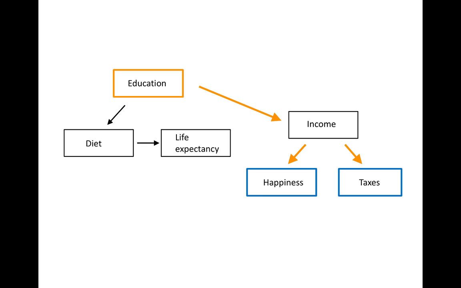In contrast, education is a common cause of happiness and taxes in this graph. There is a path to both happiness and to taxes, and a variable occurs on both paths, income. But because income is not one of the effects, this does not disqualify education from being an indirect common cause of happiness and taxes.